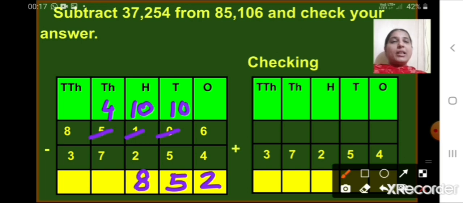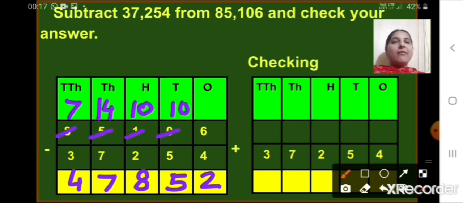Now look at the thousands place. 4 minus 7 is not possible. It means we have to borrow 1 from 8. So 7 will be left here and now we have 14 at the thousands place. So 14 minus 7, 7. And now look at the 10,000s column. So 7 minus 3, 4.